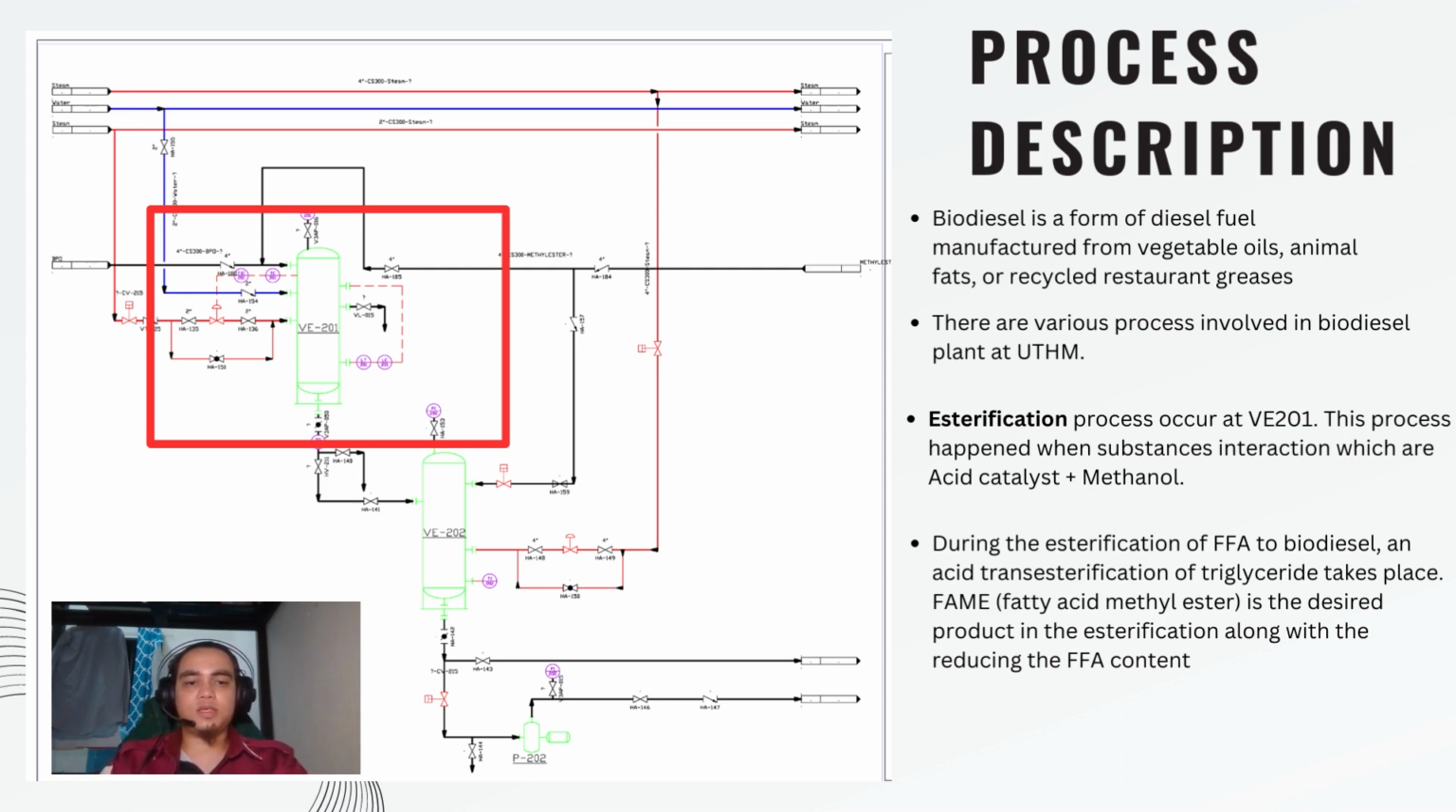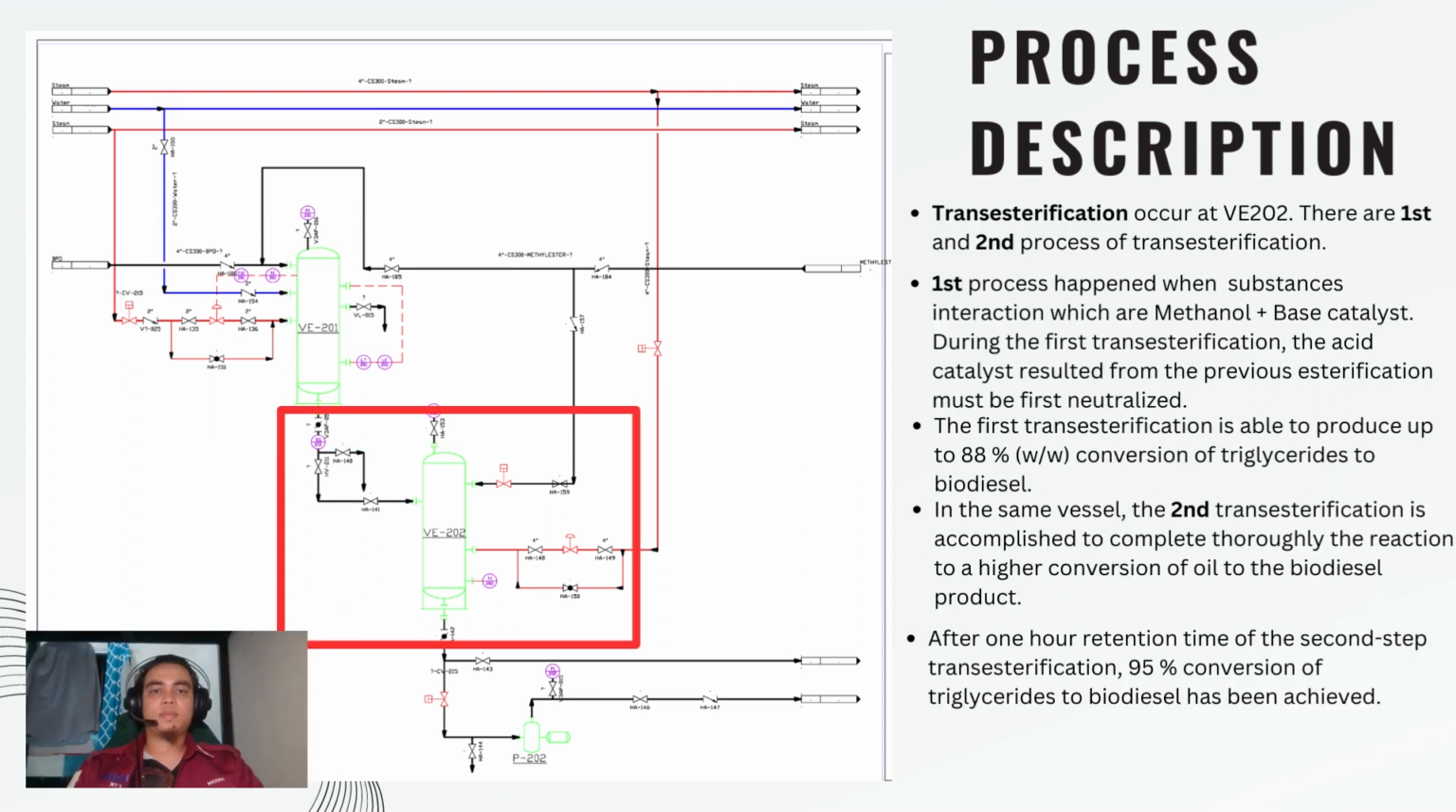During the esterification of FFA to biodiesel, an acid transesterification of triglyceride takes place. FAME, which is fatty acid methyl ester, is the desired product in the esterification, along with reducing the FFA content. Okay, next at VE202, there is a process called transesterification. There are first and second processes of transesterification.